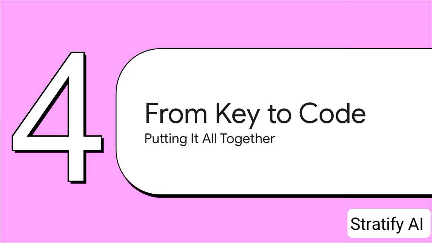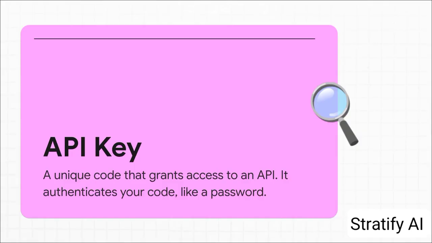Okay, awesome. So you've got your keys from NVIDIA, from Google, from OpenRouter. They're probably sitting on your clipboard right now. But what do you actually do with them? Let's take a quick look at how you take that key and make your very first AI-powered API call in your actual code.